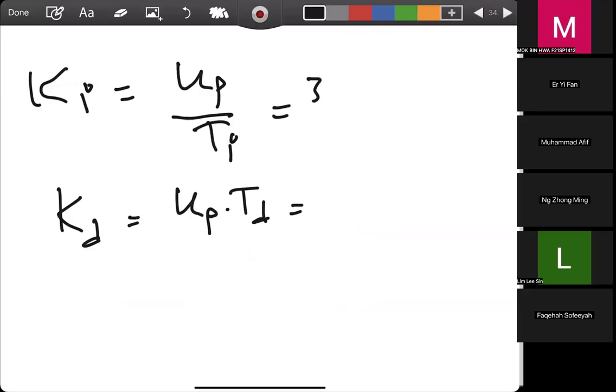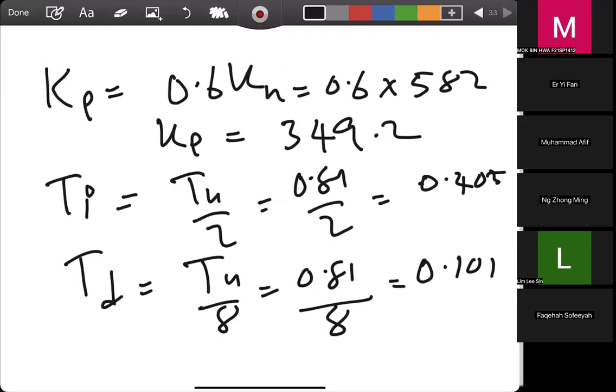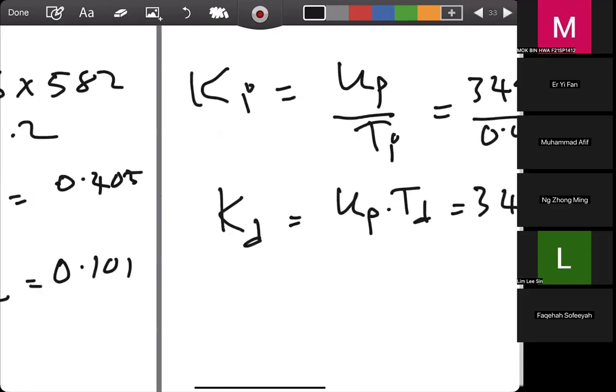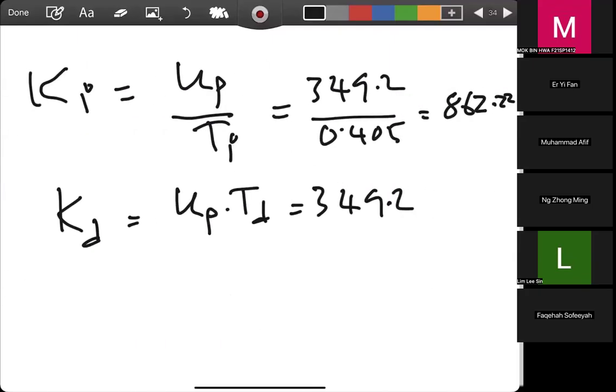Then Ki is Kp over Ti: 349.2 divided by 0.405, which is 862.22. Then Kd is Kp multiplied by Td, which is 35.27.